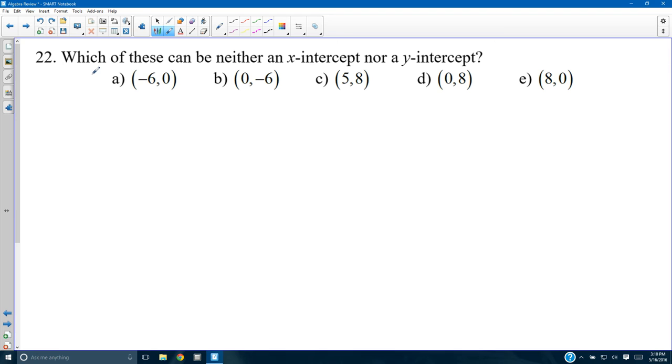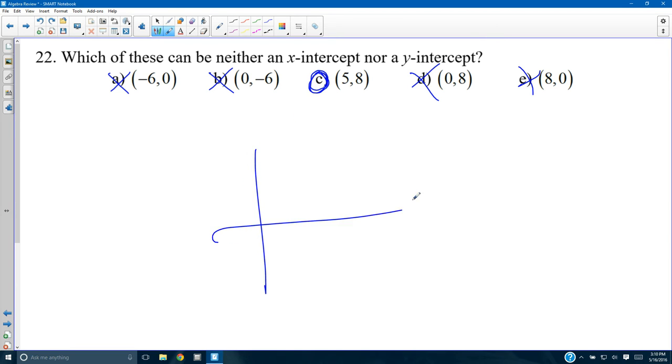Okay, which of these can neither be an x-intercept nor a y-intercept? Well, a y-intercept is a value of y when x equals 0, which means this one has x equals 0, this one has x equals 0, so those ones are out, meaning these can be y-intercepts. x-intercepts are values of x when y equals 0, which means this one's out and this one's out. This is neither an x-intercept nor a y-intercept. It's not a value of y when x equals 0, or a value of x when y equals 0.